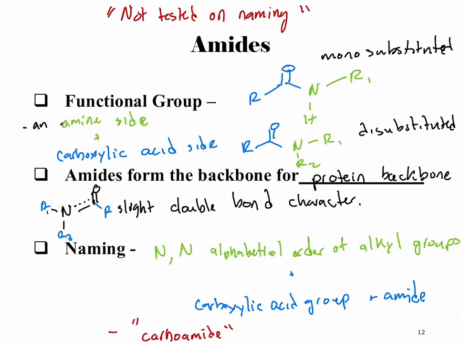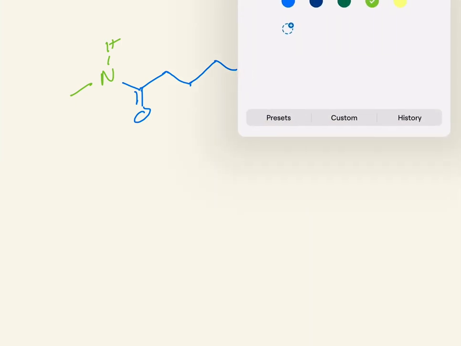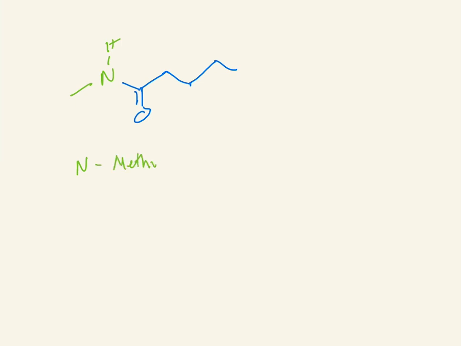Okay, so let's look at just a quick example. Here we have an amide, and it's going to be a simple amide, 4, 5. And then this is an H here. We see that we have one group on this amide right here. It's just a methyl group. And so we're going to put N-methyl because it's on the amide.